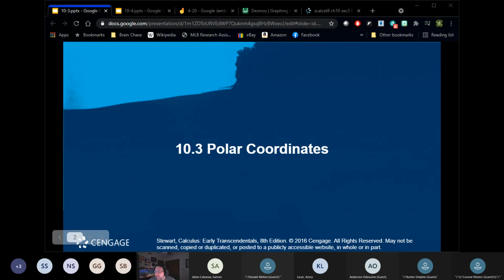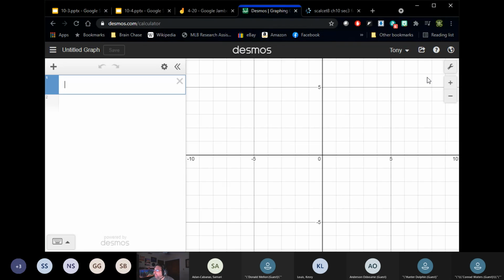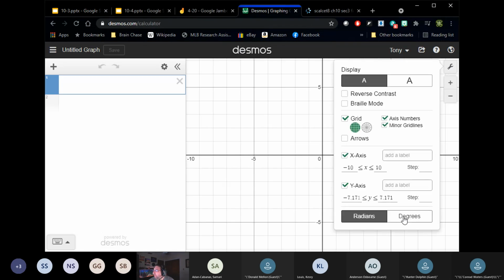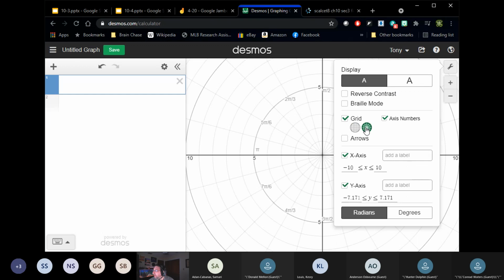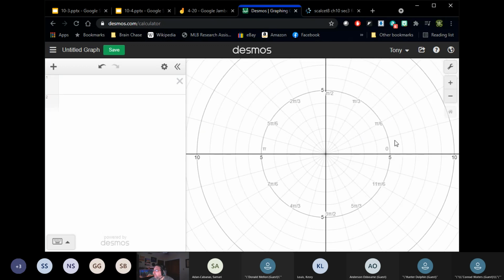All right, so tonight we're going to look at polar coordinates. Polar coordinates have two distinct pieces of information: the radius and the theta. So when you look at a polar coordinate, this is what it typically ends up looking like.